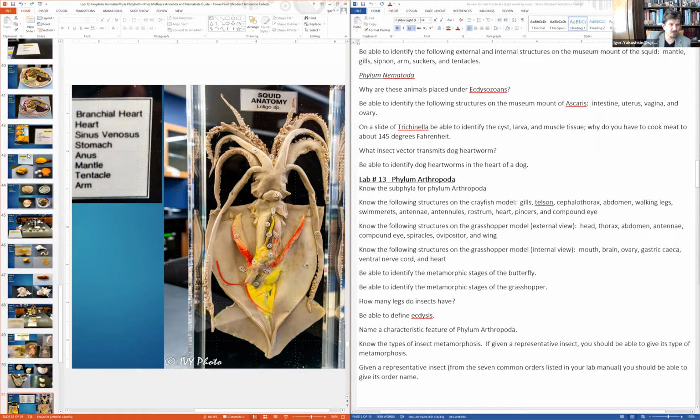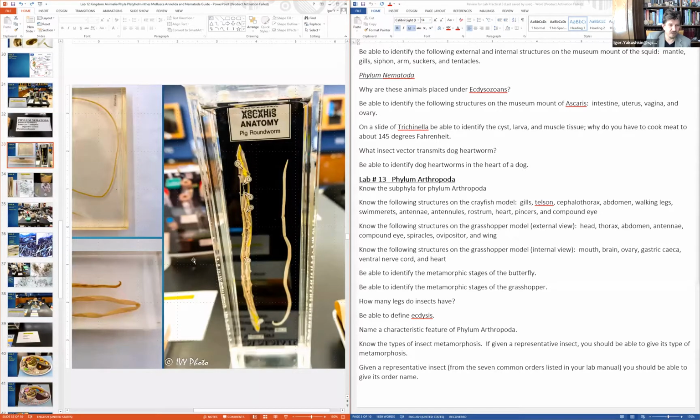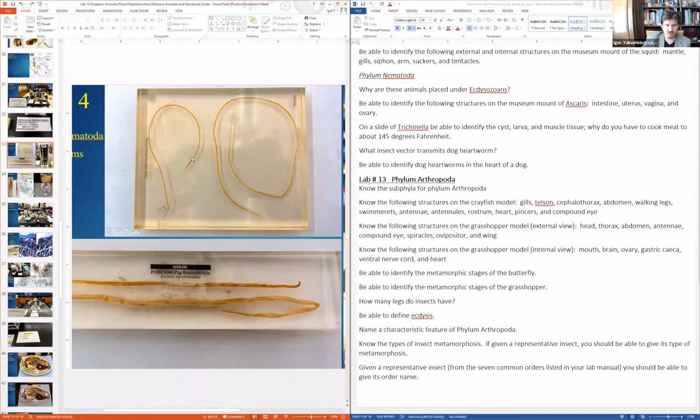Phylum Nematoda, roundworms. Again, some of the nasties. Whenever you're looking at the specimen, make sure to know which one is a male and which one is a female. Males are usually smaller comparatively to the females, and all of them will have hooks on the tail.